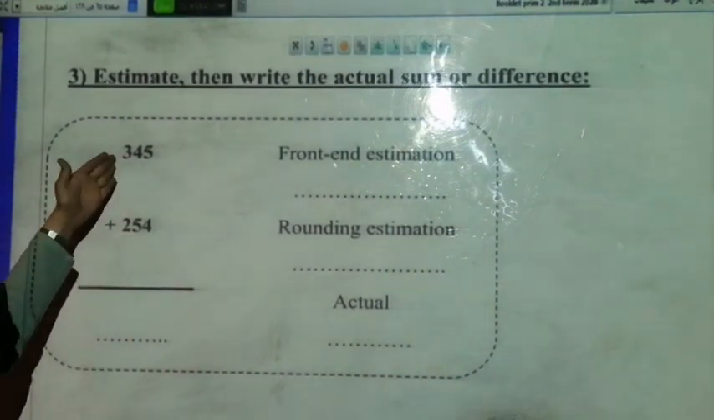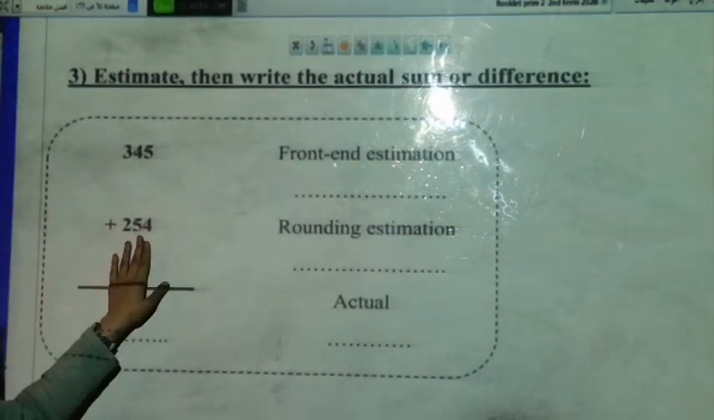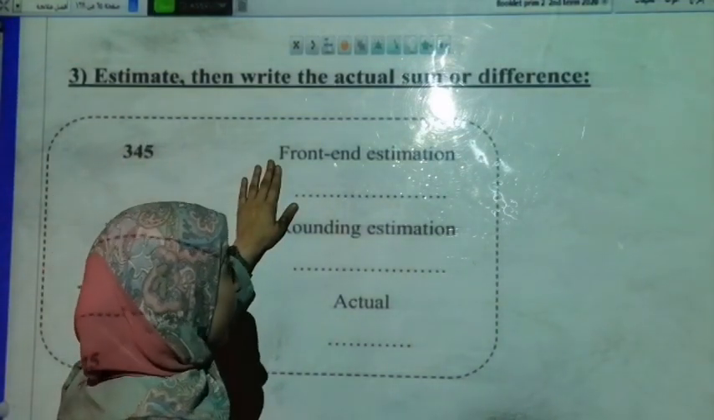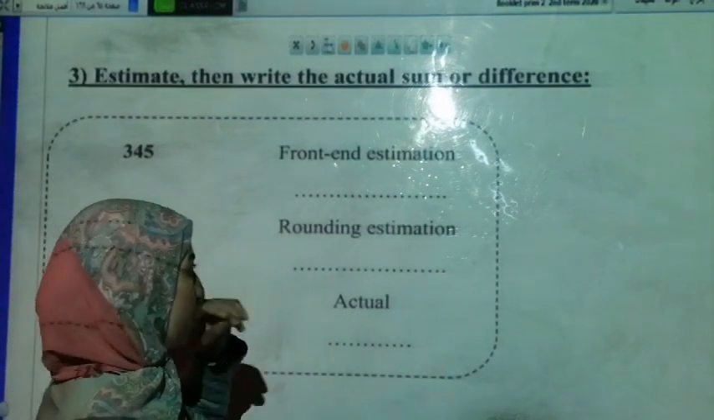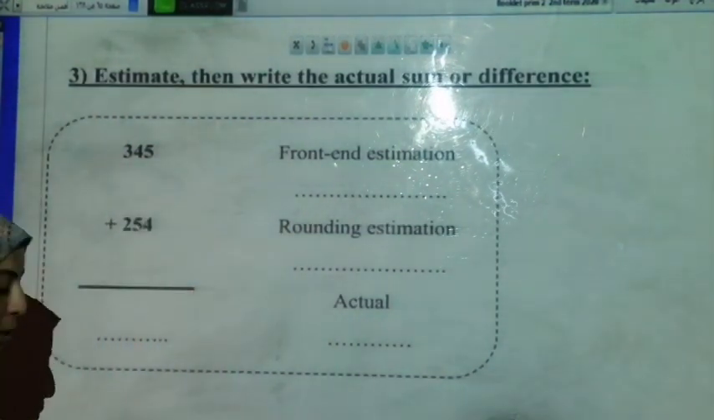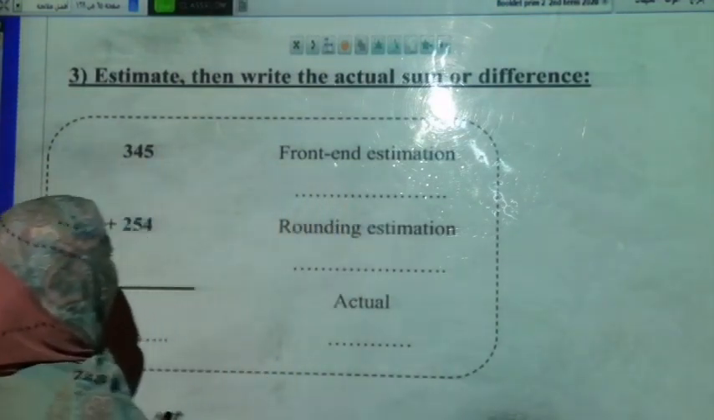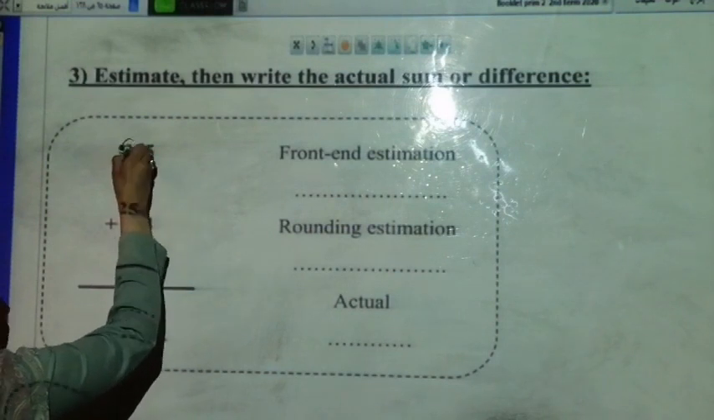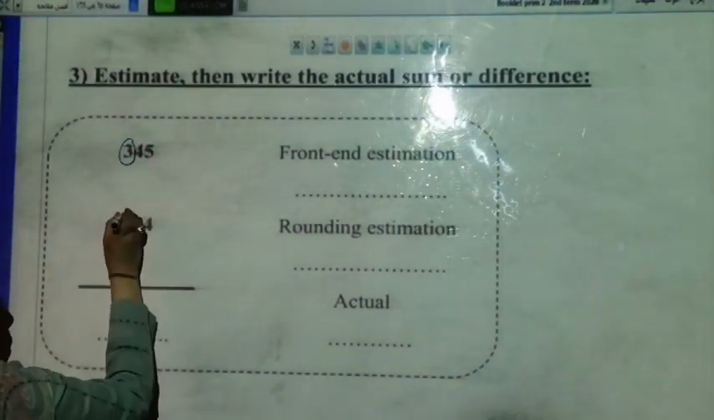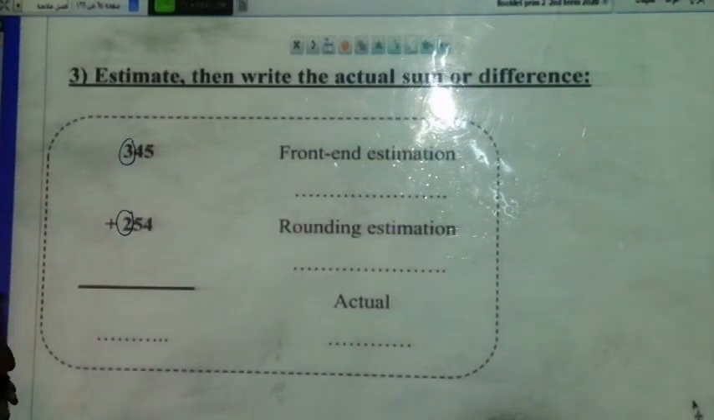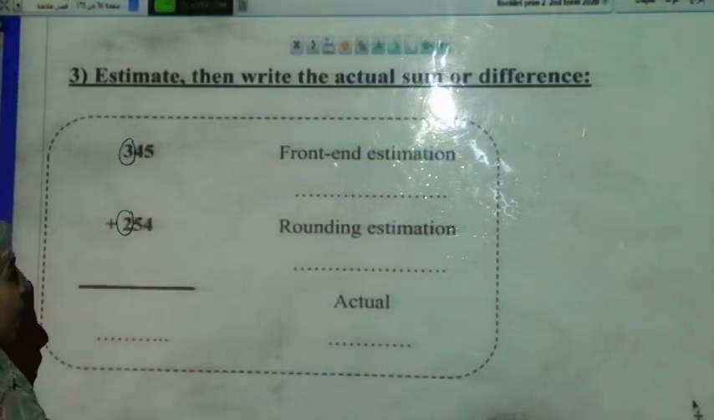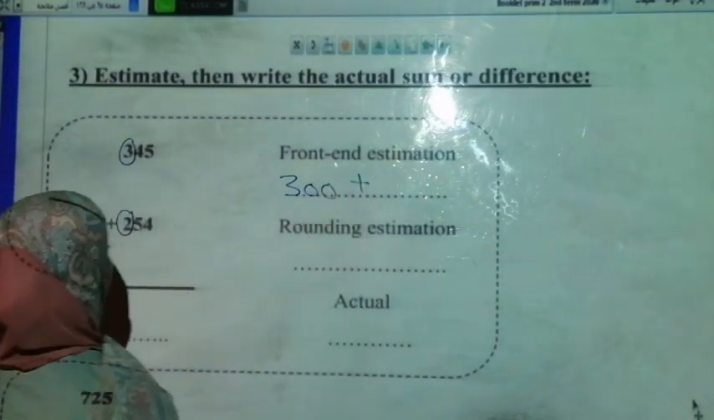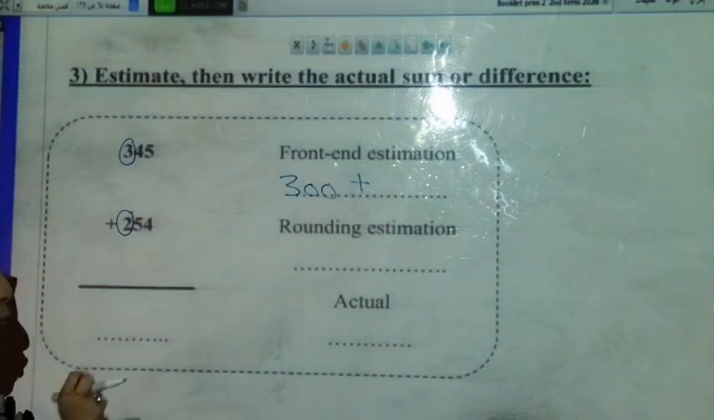Here I have 345 plus 254. I will solve this addition operation with front end estimation, then with rounding estimation. Firstly, front end estimation, which depends on the highest place value. Ones, tens, hundreds. The highest place value is hundreds. 345 is estimated to 300. 254 is estimated to 200.